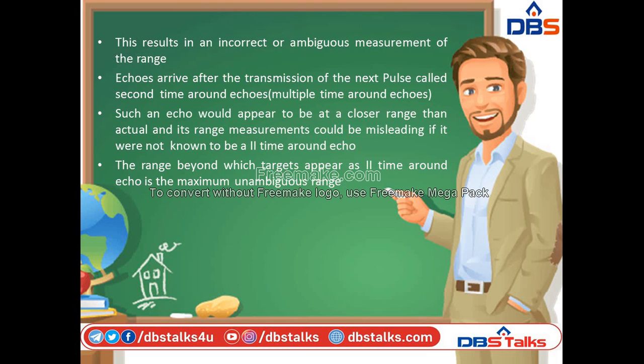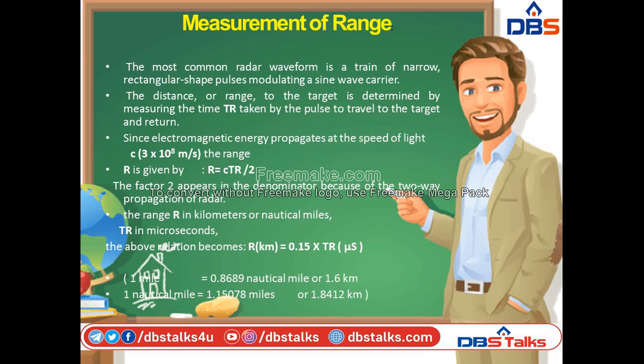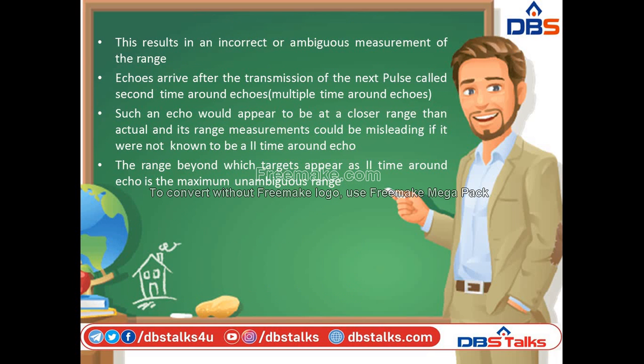Okay, and this results in an incorrect or ambiguous measurement of the range. So that means by taking these values we are not going to find the value exactly, because it is the first radar, that means the initial radar, we are not going to get the value in a proper manner.